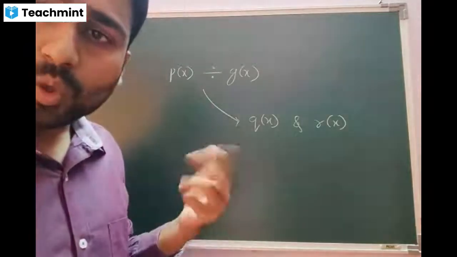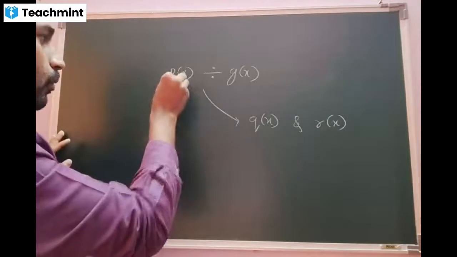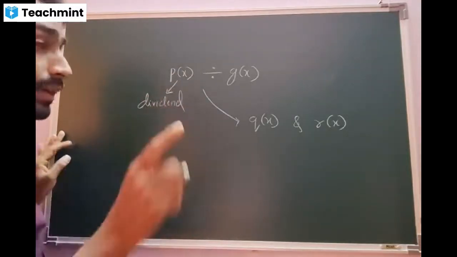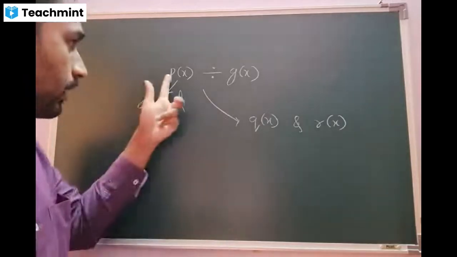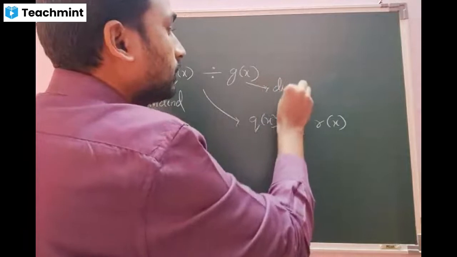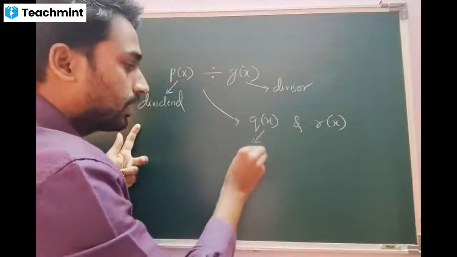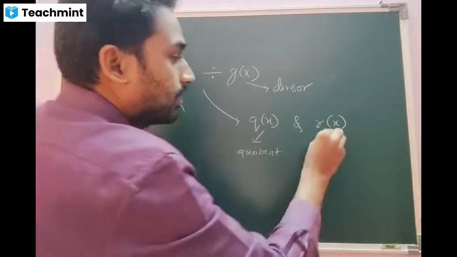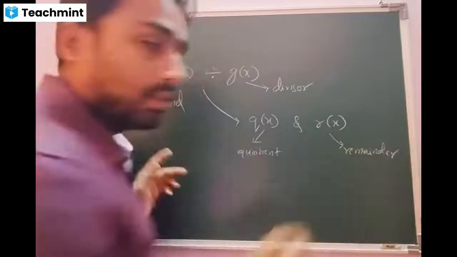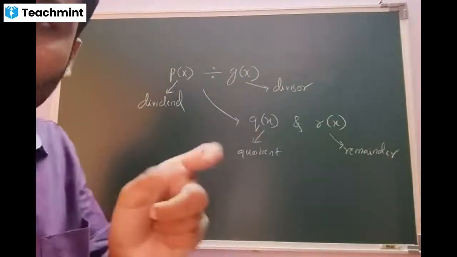And we know the terminology. This p of x will be considered as what, beta? Dividend. What about this, beta? Divisor. Quotient. And this is Remainder.